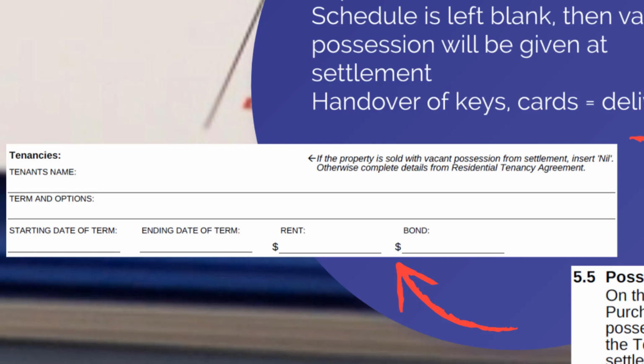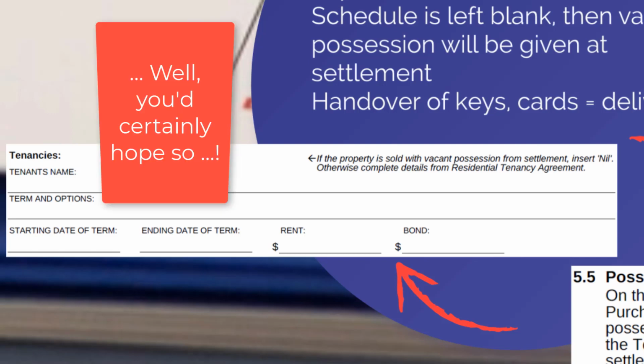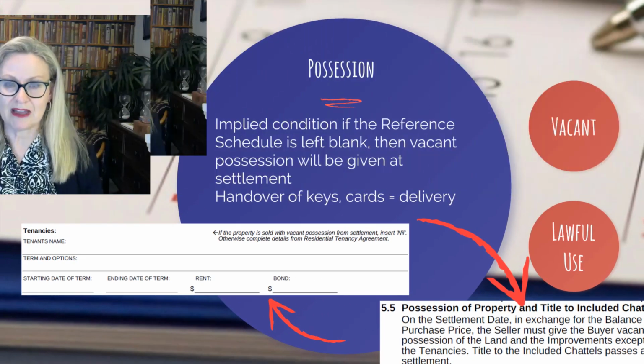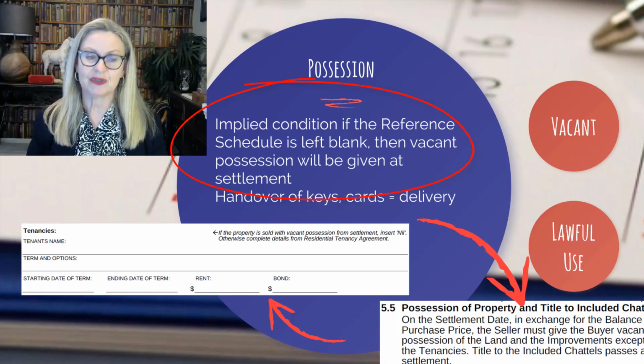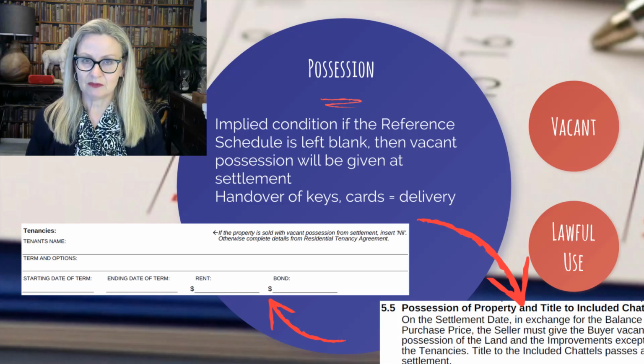Now you can see in italics the note that goes along with that in the reference schedule. If the property is sold with vacant possession from settlement, insert nil, otherwise complete details from your residential tenancy agreement that the seller would necessarily have with their tenant. So there is an implied condition in all of that, that if that reference schedule section is left blank, then vacant possession is going to be given at settlement. And obviously possession will be when the buyer gets the handover of the keys and access cards and so forth. That's going to be delivery up of possession.